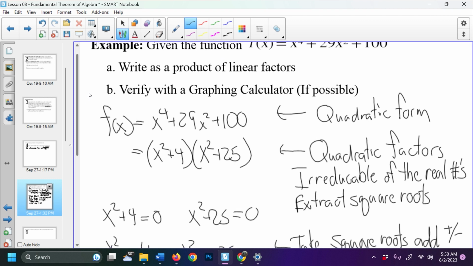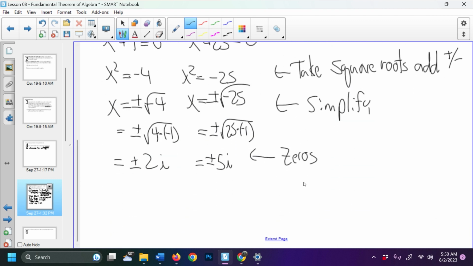It says up here, write as a product of linear factors. So even though we know the zeros, and we know that zeros and factors are related, this does show that we have our complex conjugates for each zero. So if I have 2i, its complex number would be 0 plus 2i. Its conjugate is 0 minus 2i. And the same thing with 0 plus 5i and 0 minus 5i.